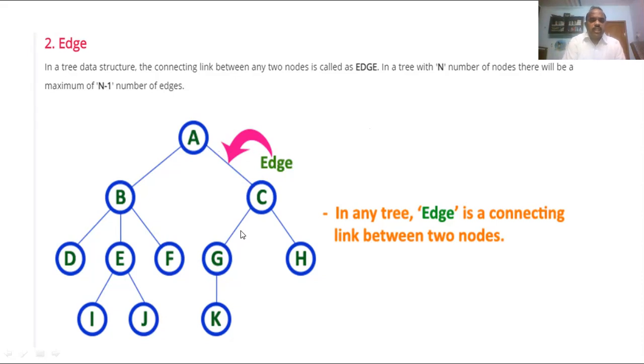For example, in this tree, n number of nodes. How many? 11 nodes. How many edges are there? 10 edges. N minus 1 edges. Clear? This is called an edge.